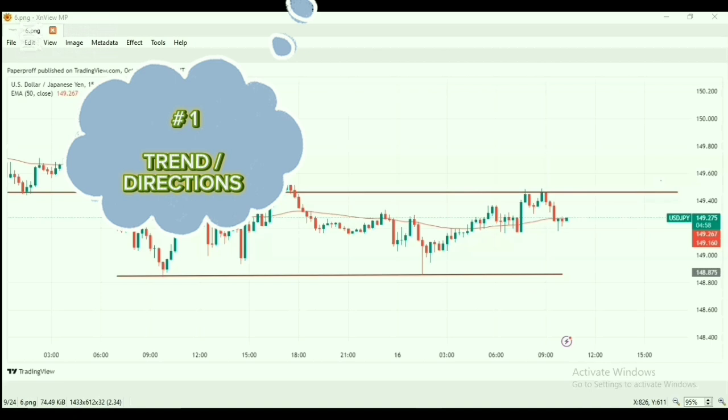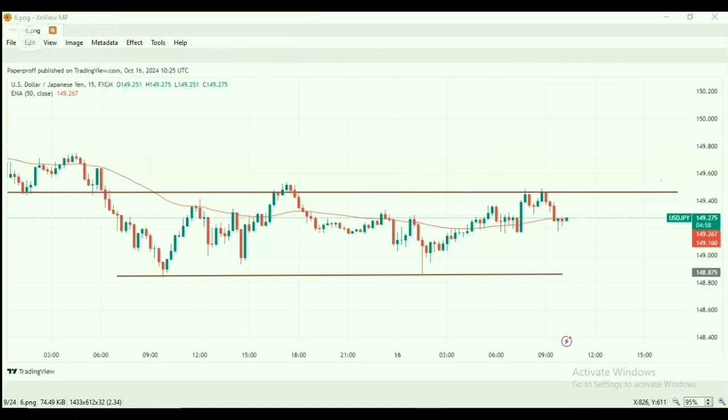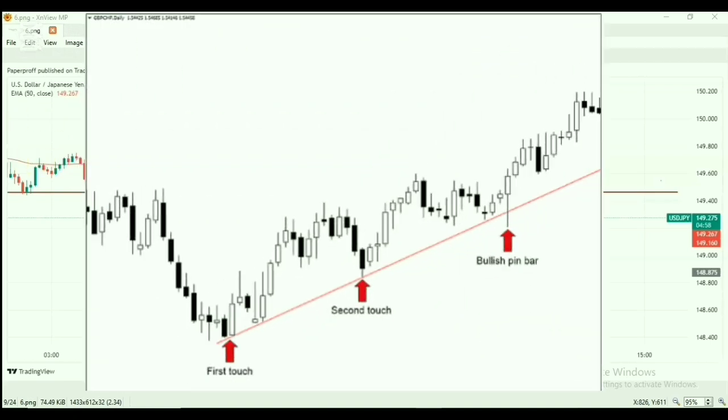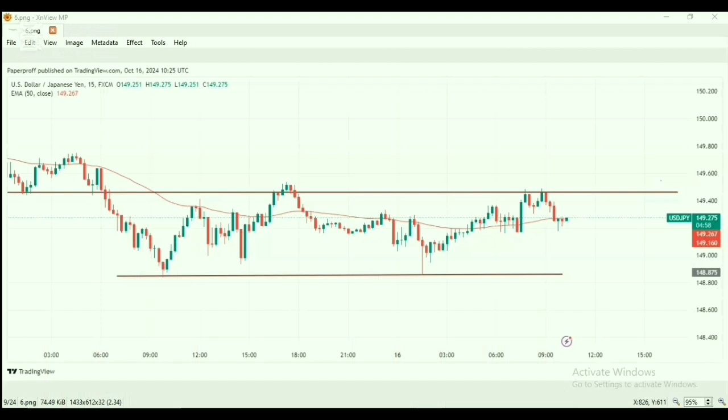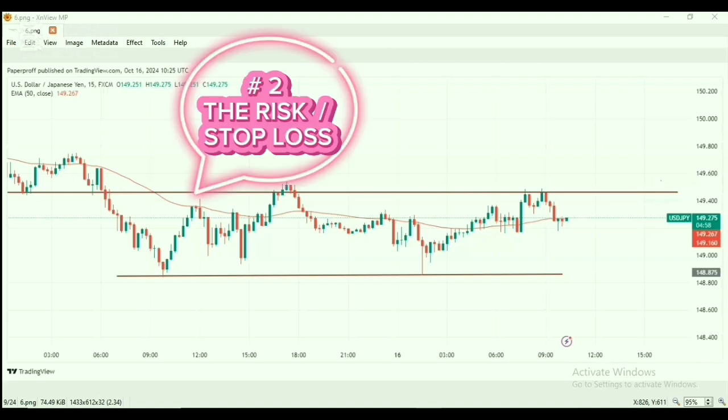1. Trend or direction. If you're a trend following trader, then a trend needs to be present before you even consider trading that pair. Or if you're a range trader, then you still need to know the direction of the trade before you consider trading that pair. Do not take trades on any pair that does not have a trend or direction. That is to say, a market that is just consolidating or a ranging market. You should avoid the ranging market until it starts trending and you know the direction of the trend before you consider trading that pair.